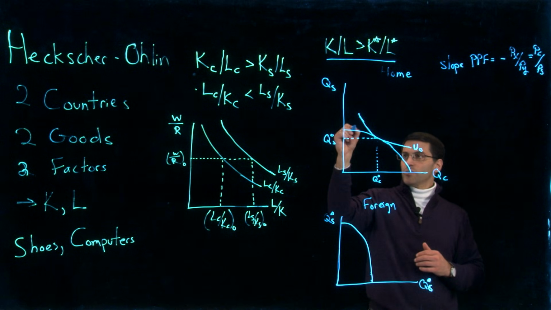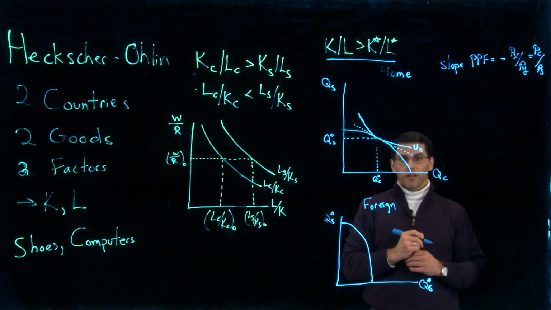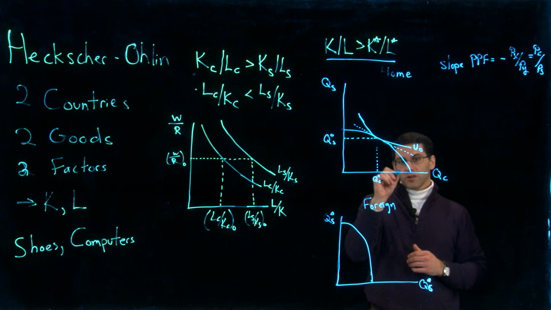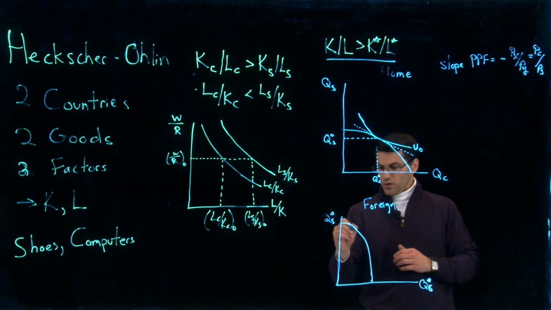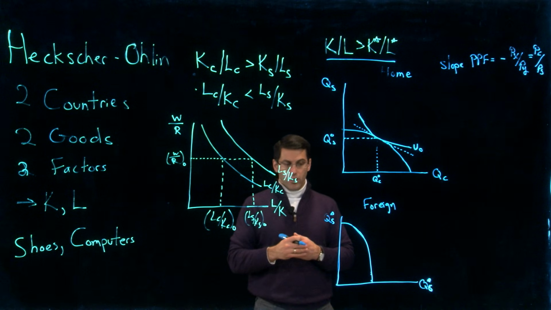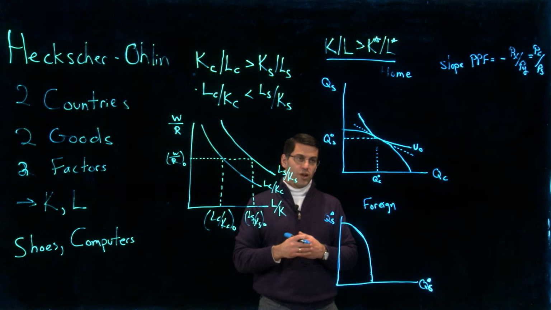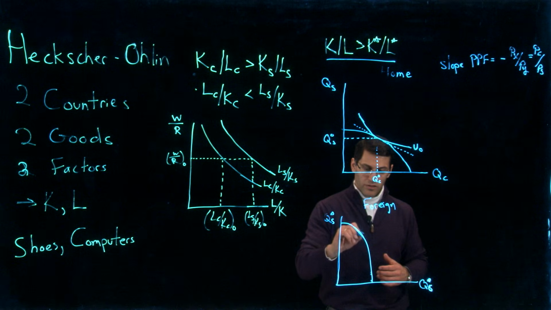And so what do we see here? Well, that dotted line right there, that's the relative price line. Let's compare that to what we might expect to see for foreign. Well, we might expect to see that in the foreign country, given how relatively difficult it is for them to produce computers, the relative price of computers is going to be higher. So perhaps we end up with something like this.